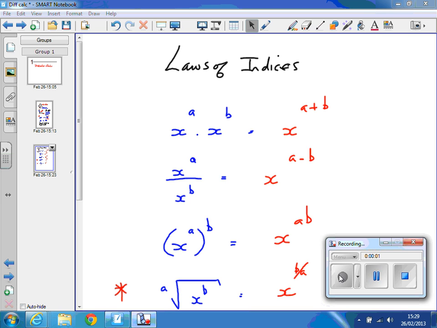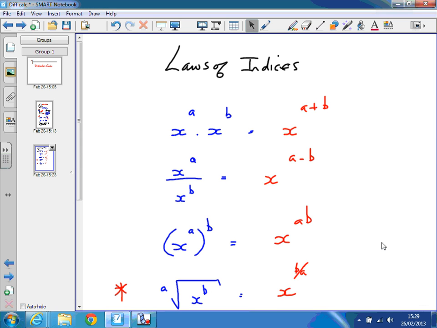We want to now look at the general rules for differentiating calculus. But before we do that, a reminder of the laws of indices. If the base is the same, which is what's happening here, we add the powers. If the base is the same and we've got one divided by another, we subtract the powers.